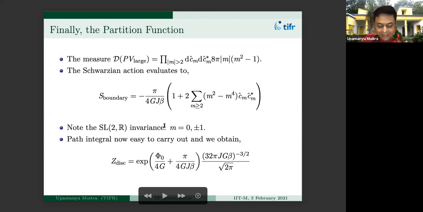So now the path integral is a very nice Gaussian and it's easy to carry out, and we obtain the following partition function for the disk, and we get agreement with the first order result of Saad, Shenker, and Stanford. And here notice that we have reinstated the topological term, and they just follow naturally. So at this point, before I go on, I would like to ask if there are any questions that I should be addressing at the moment.